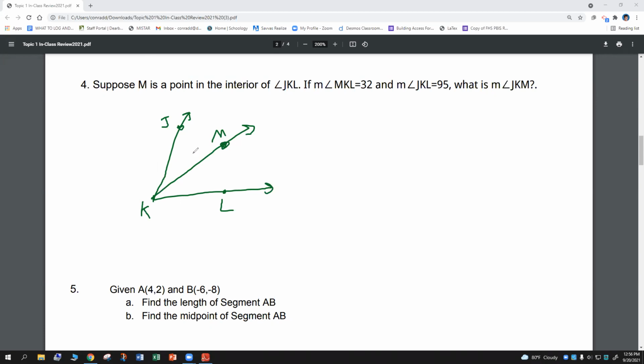Right? We know that the measure of angle MKL here is 32. And we know the measure of angle JKL, that's the whole thing here, is 95. So all we're going to do is 95 minus 32. And that's going to give us 63. And so our answer here would be 63. The measure of angle JKM is 63 degrees. 63 plus 32 gives us the whole thing, which is 95. So we just did 95 minus 32.